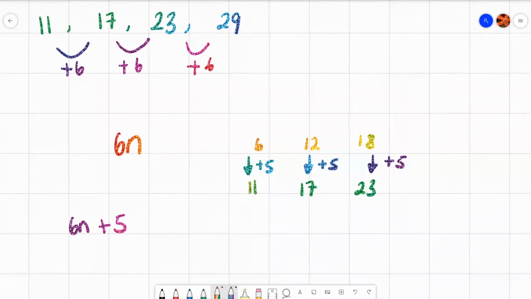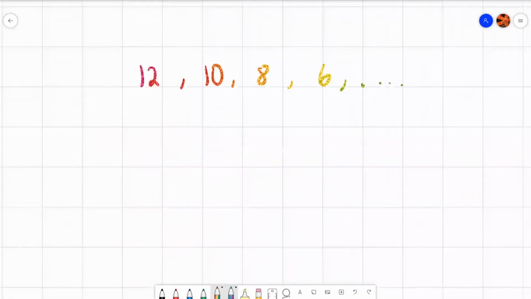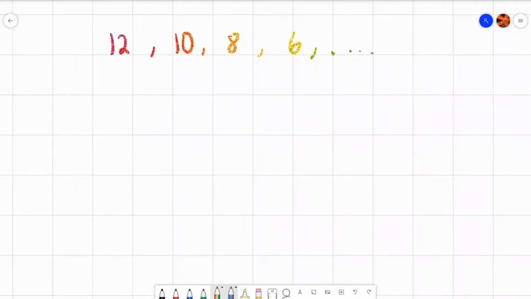Okay, right. Let's have a look at a different example, something slightly different. Let's do this time 12, 10, 8, and 6, and so on. Well, how do I get from 12 to 10? I subtract 2. 10 to 8, subtract 2. 8 to 6, subtract 2.